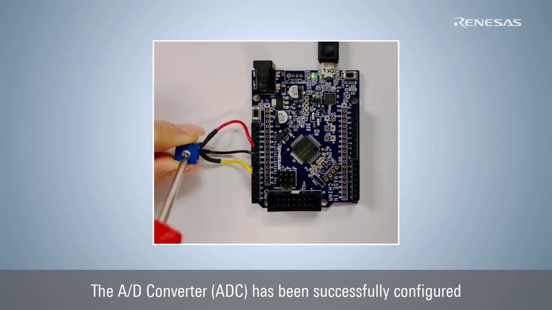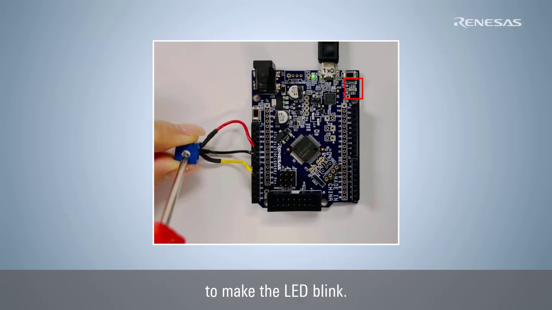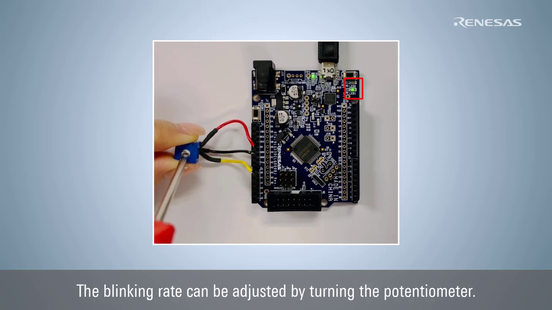The AD converter has been successfully configured to make the LED blink. The blinking rate can be adjusted by turning the potentiometer.